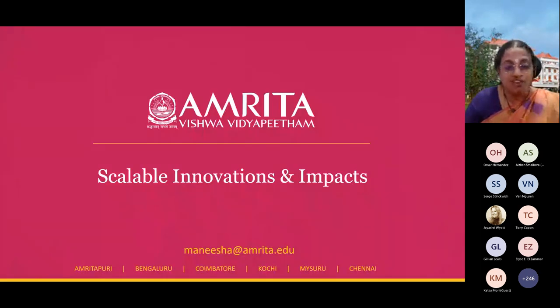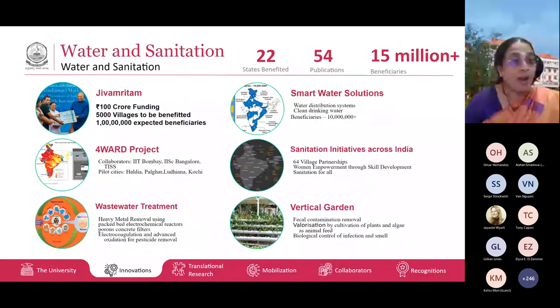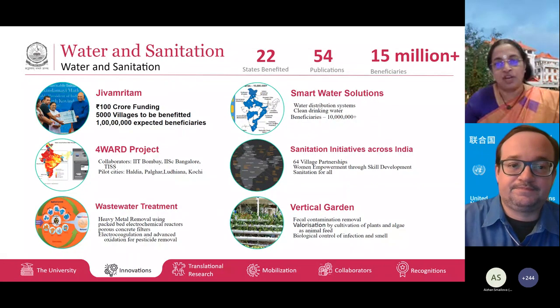And these all have brought in scalable innovations and impacts. In educational technology, these are the multiple solutions we have implemented in 21 states, 45,000 schools, and 1.3 million virtual laboratories to provide education access in an affordable manner. Water and sanitation, if you see, 22 states benefited with 15 million plus people in different areas, from clean water to wastewater treatment to smart water solution to sanitation to vertical gardens.